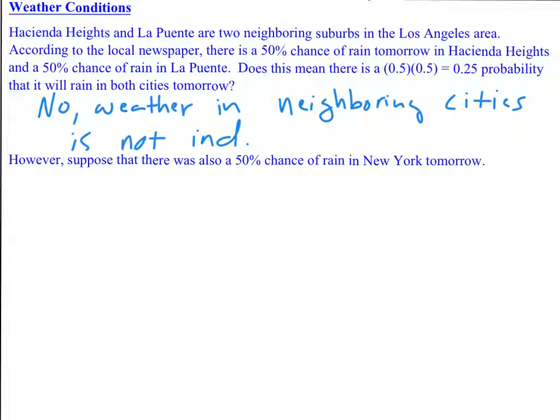Like if we were comparing 50% chance that it's going to rain in the LA area and a 50% chance that it's going to rain in New York, then yes, I would be okay saying 0.5 times 0.5, 25% chance that it's going to rain in both.